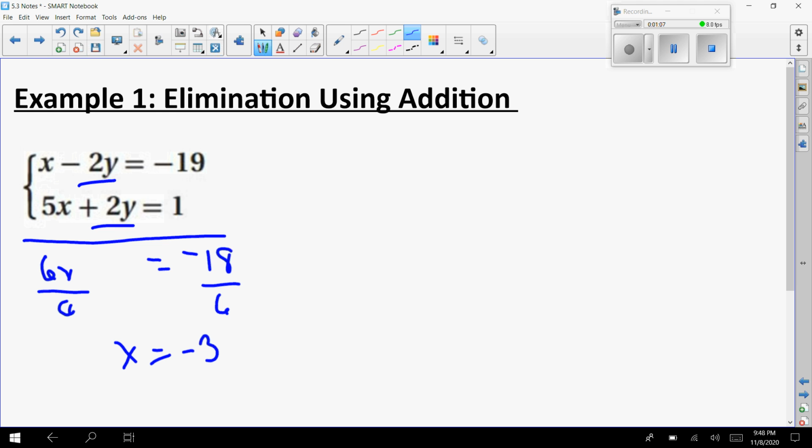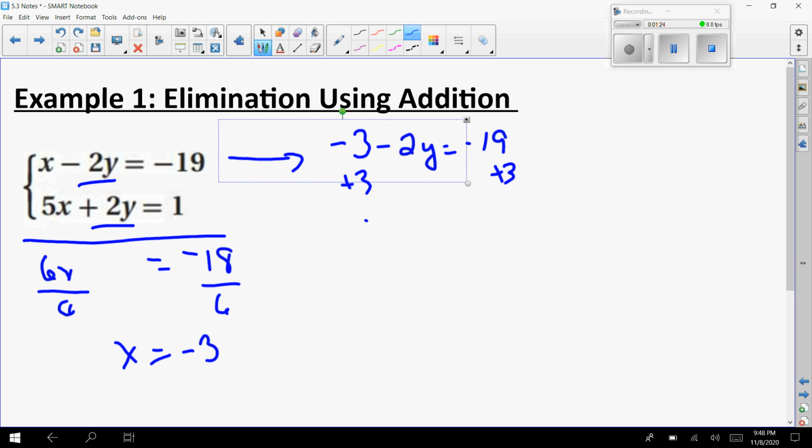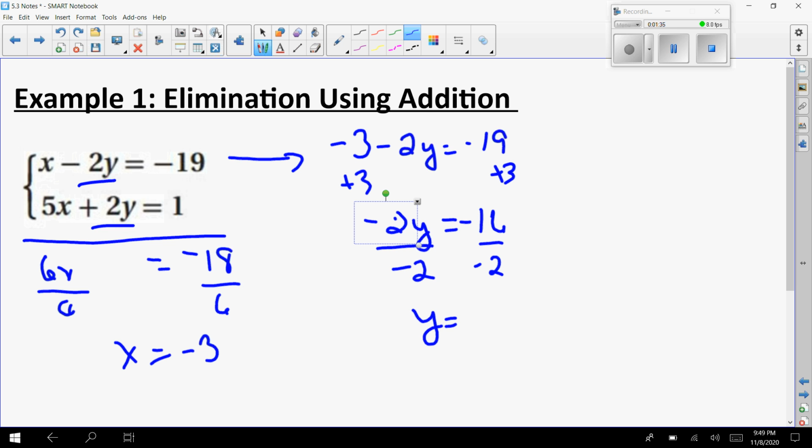To find y, we plug in negative 3 into one of the equations. I'm going to use this one. So we have negative 3 minus 2y equals negative 19. We need to add 3 to both sides, and we get negative 2y equals negative 16. Divide both sides by negative 2, and we get y equals 8. Our point is negative 3, 8.